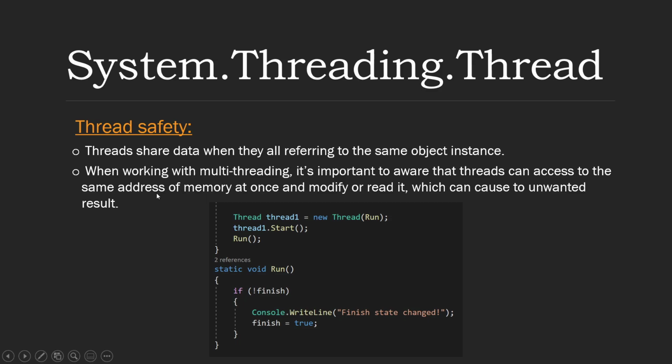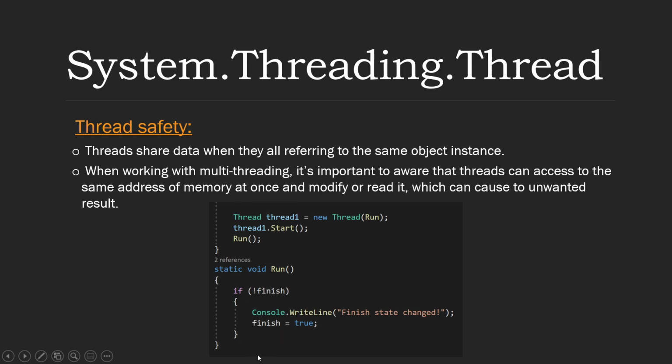So we will talk about thread safety. Threads share data when they are referring to the same object instance. When working with multithreading, it's important to be aware that threads can access the same memory address at once and modify or read it, which can cause unwanted results.